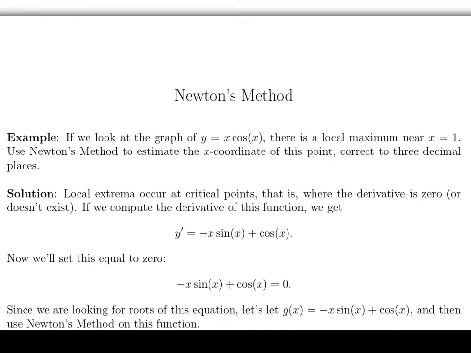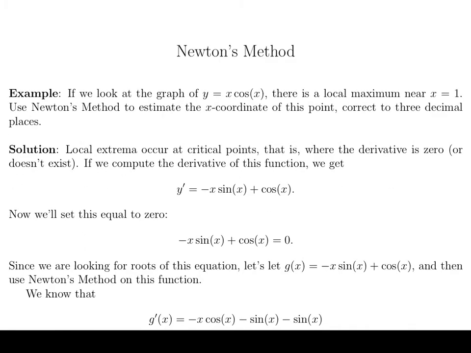So I'm going to create a new function. I'll call it g of x equals negative x sine x plus cosine x. And we're going to use Newton's method on this function. I don't want to use Newton's method on the original function. That would be finding out where the original function hits the horizontal axis. I'm not interested in that. I'm interested in knowing where the derivative of the original function is 0. So that's why we're going to start with g of x equals negative x sine x plus cosine x and use Newton's method on that.